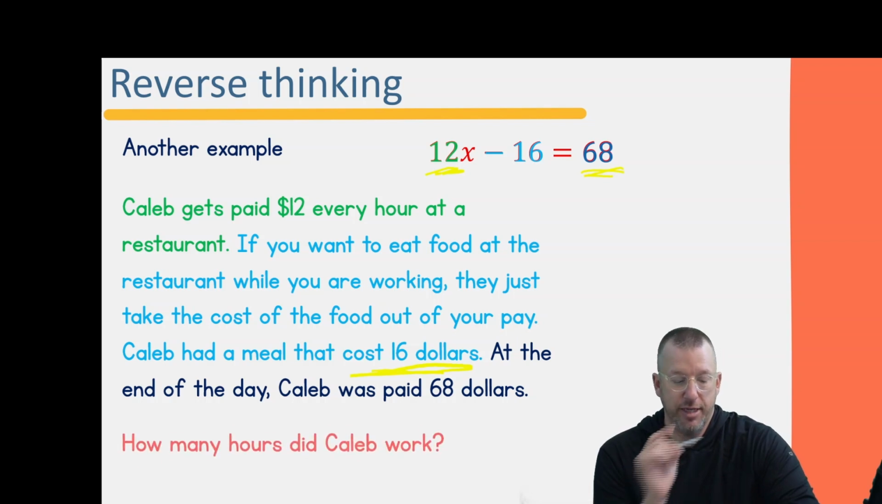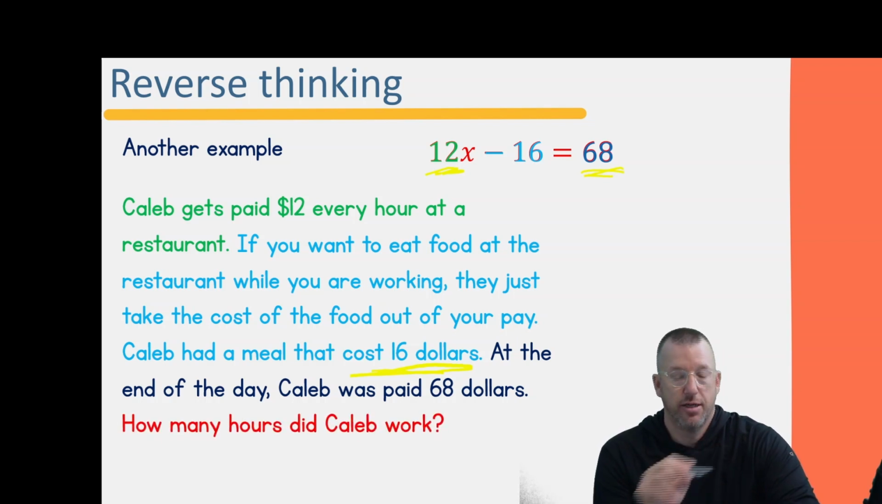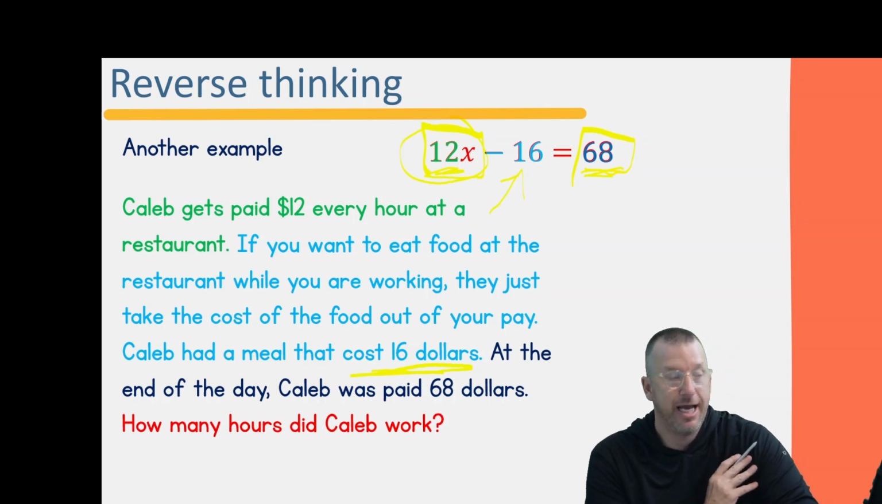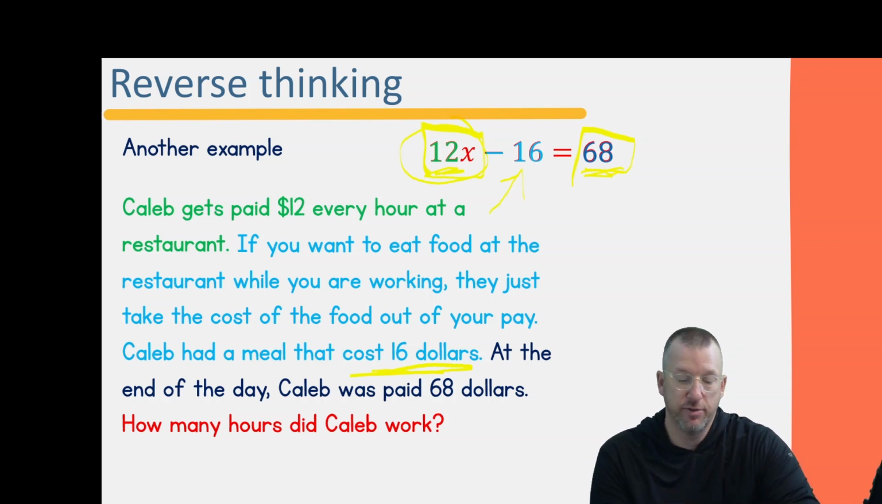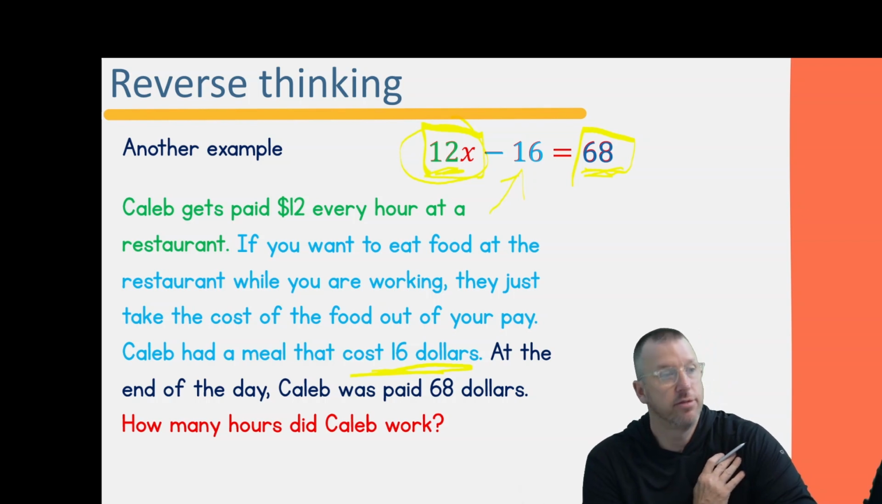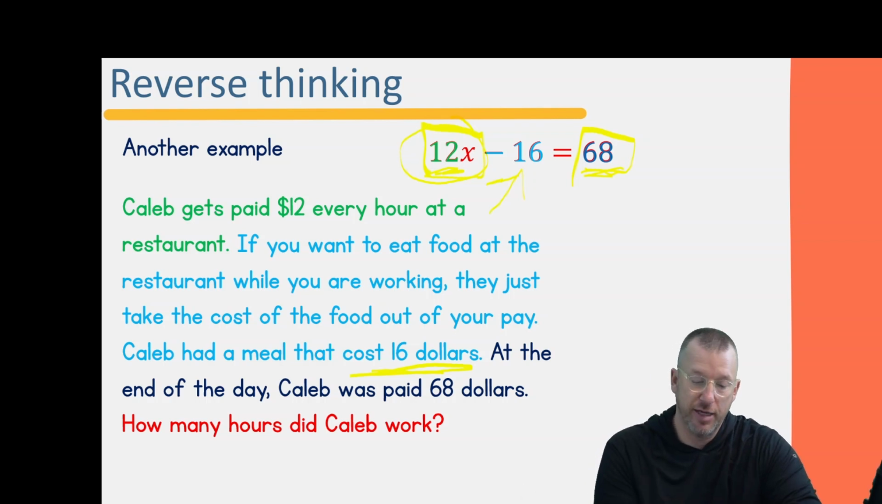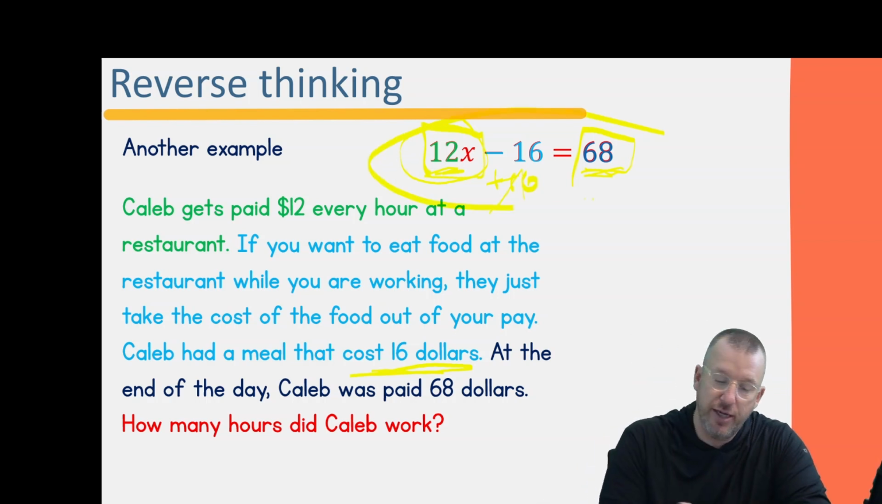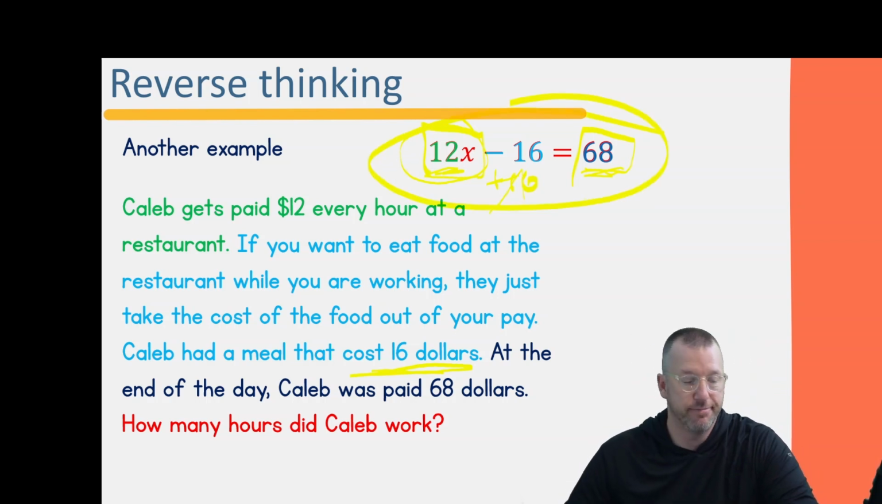So the question would be, how many hours did Caleb work? Well, we know he made $68. We know that he gets $12 each hour. Okay, and we know that he spent $16. So when we solve this, what we're going to find out is how many hours he worked. Okay, so what we would do is figure out how to get to the final answer by doing our normal solving equations. We would add 16 to each side and so on. But in this scenario, all we're doing is looking to turn this situation into an equation. All right, there it is.